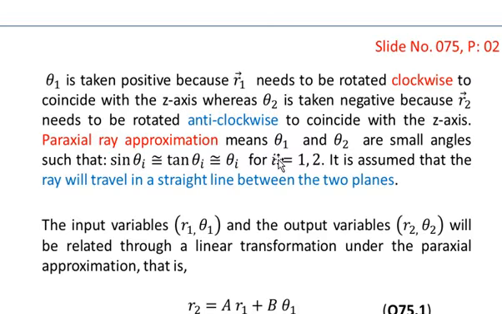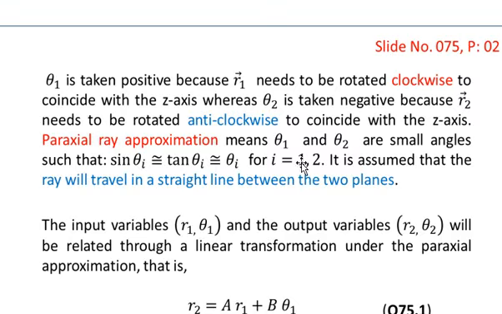Paraxial ray approximation means that theta1 and theta2 are small angles such that sine of theta i is the same as tan of theta i, and both are equivalent to theta i. Because theta i is a small angle, sine of theta i is equal to theta i, and similarly tan of theta i is equal to theta i. These are the approximations under which these trigonometric equations are simplified to their angles. These are called the paraxial approximations, that is the small angle approximations. And this equation, sine of theta i equal to theta i or tan of theta i equal to theta i, holds for i equal to 1, 2.